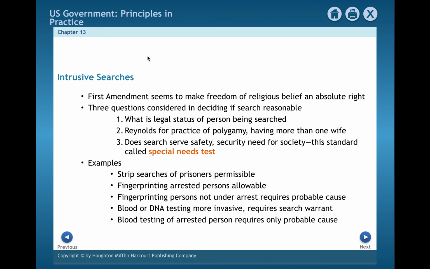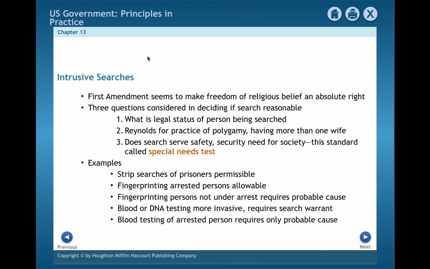So intrusive searches, if you're following along, I'm now on page 408, okay? Three questions are considered in deciding whether such a search is reasonable under the Fourth Amendment, when it comes to searching a person's body. First, what is the legal status of the person being searched? For example, if a person is in police custody or suspected of a crime, that's going to be a lot different than if it's just Sally Sue standing on the corner buying an ice cream cone.